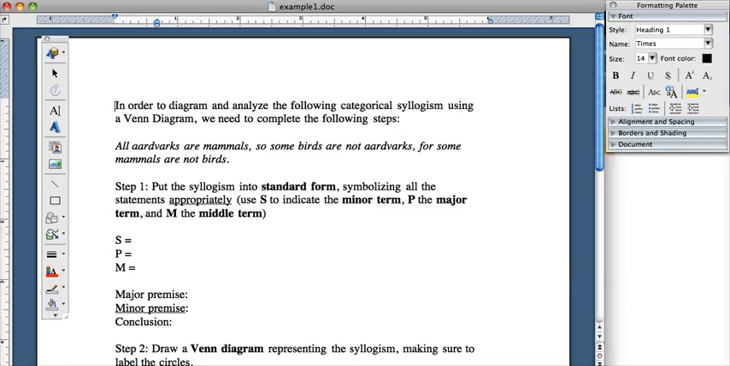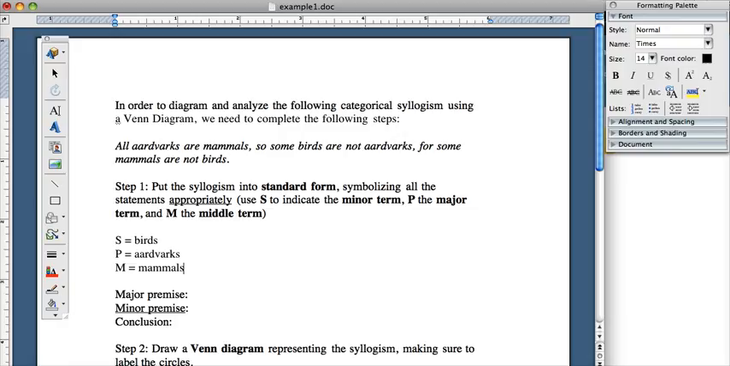So the first step is actually to identify the conclusion in the argument, because until we do that, we can't know which terms are the minor terms and the major terms. So the conclusion is some birds are not aardvarks. You can tell that because of the conclusion indicator. So S, the minor term, is birds, and P, the major term, is aardvarks. And then the middle term will be what's left over, mammals.